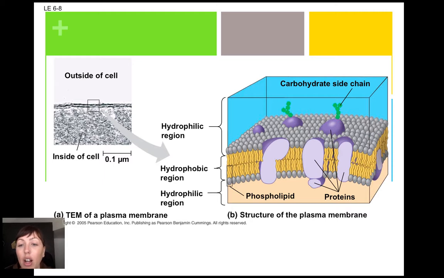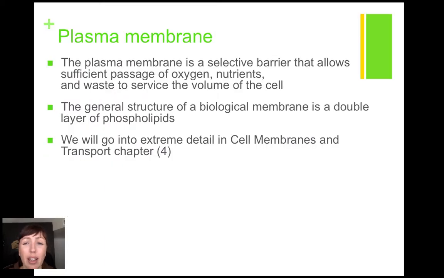Okay, and then lodged within that membrane are carbohydrate side chains and proteins, and these help to attract and control and allow things, bigger things like food particles, in and out of the cell. And again, we're going to go into much more detail about this in another chapter. Okay, the plasma membrane is a selective barrier that allows sufficient passage of things like oxygen, nutrients, and waste. The general structure of a biological membrane is a double layer of phospholipids. And again, we will go into extreme detail in cell membranes and transport, which is chapter 4.